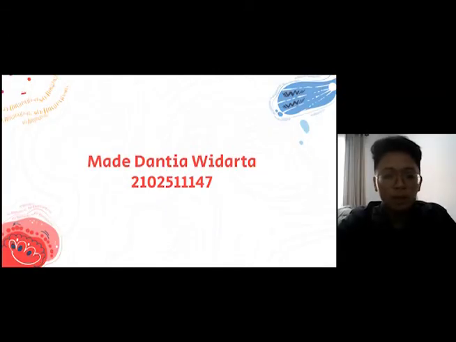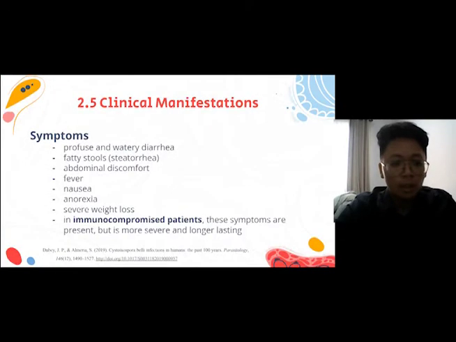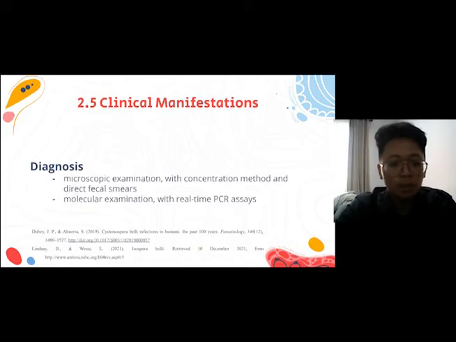Okay, before I continue to the clinical manifestations, let me introduce myself. My name is Dantia Widarta, with my last three digits being 147. Next slide. The symptoms of infection by Cystoisospora belli can be profuse and watery diarrhea, fatty stools, also called steatorrhea, abdominal discomfort, fever, nausea, anorexia, and also severe weight loss. In immunocompromised patients, the symptoms are also present, but are more severe and longer lasting. Next slide. The diagnosis can be done by microscopic examination, which uses a concentration method and direct fecal smears.